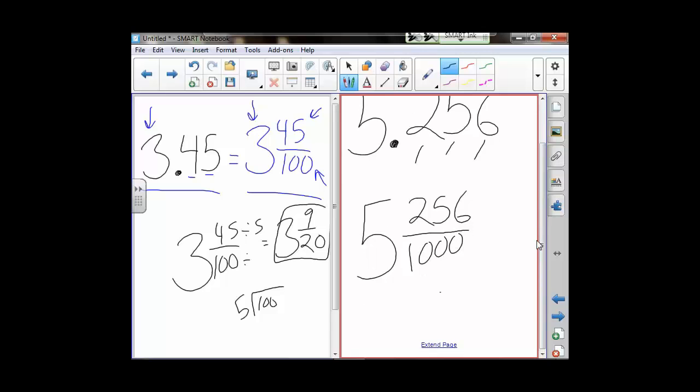So we have to actually solve for a number that goes into both 256 and 1,000. There are two different ways of doing this. One of those ways is doing the greatest common factor that we had done before, using factor trees.